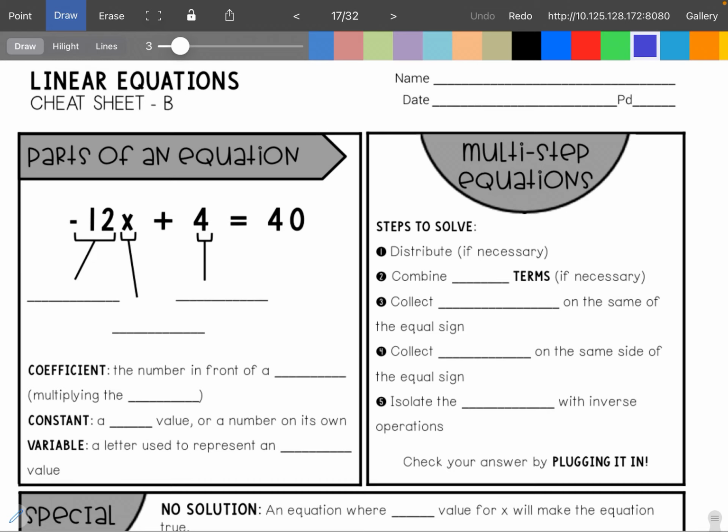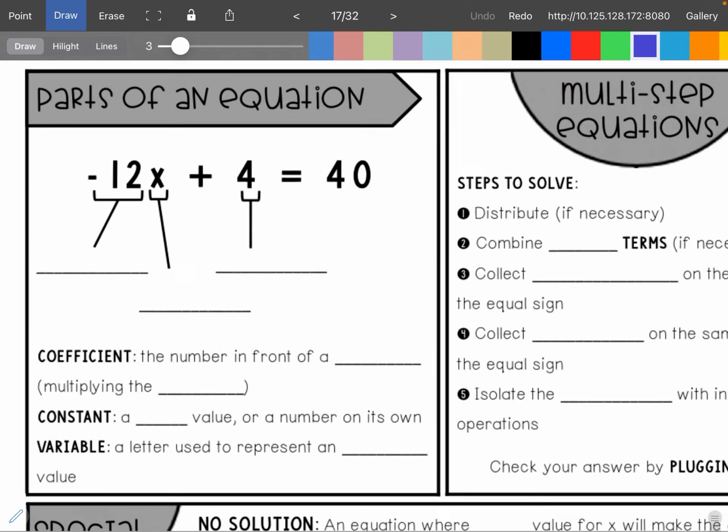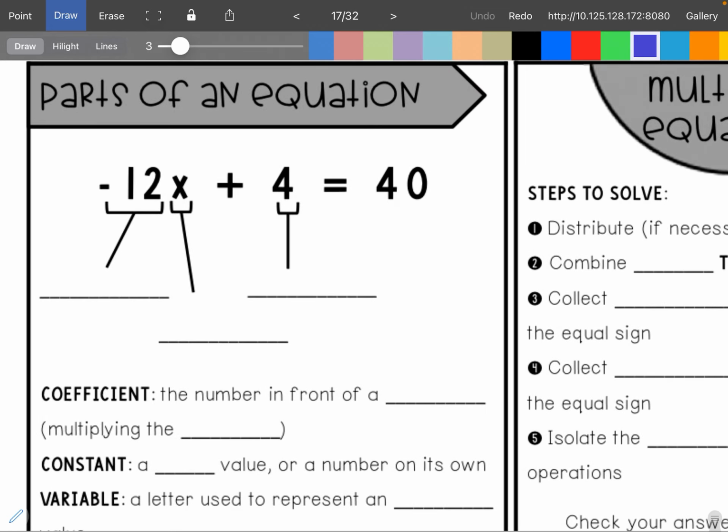We're going to look at linear equations next. First thing that we're going to do is dissect the parts of an equation. So we've got negative 12x plus 4 equals 40. Look on the left side of the equal sign where that variable is, and we can define all of those items. That negative 12 is what we call a coefficient.